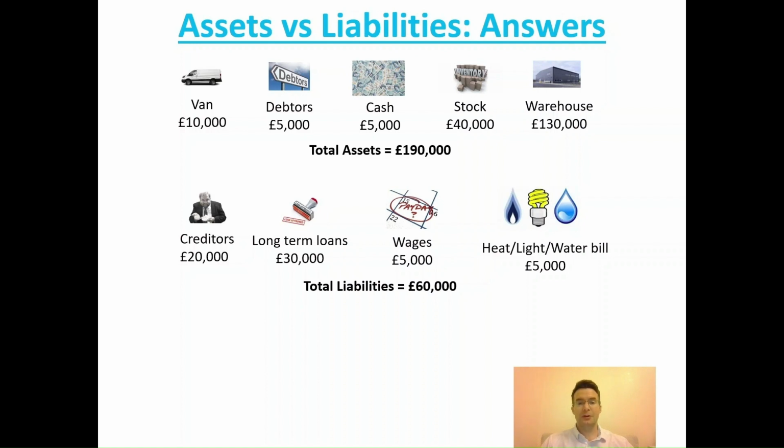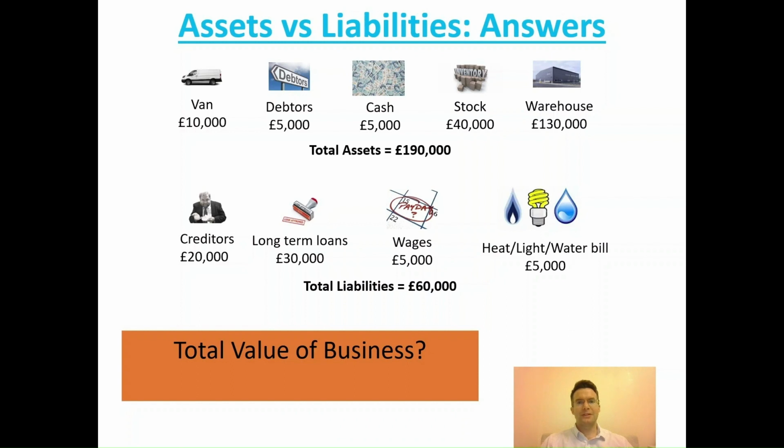And then on the flip side we have total liabilities. Now these equate to £60,000 and are comprised of creditors. Now creditors are people that have given you or your business credit. Now this could be a supplier, for example, that you owe money to. And then we've got long-term loans. We've got wages, so wages you will owe to employees and staff members. And then we've got a heating, lighting and water bill, which comes to £5,000, and these are generally paid quarterly and therefore are a liability to your business.